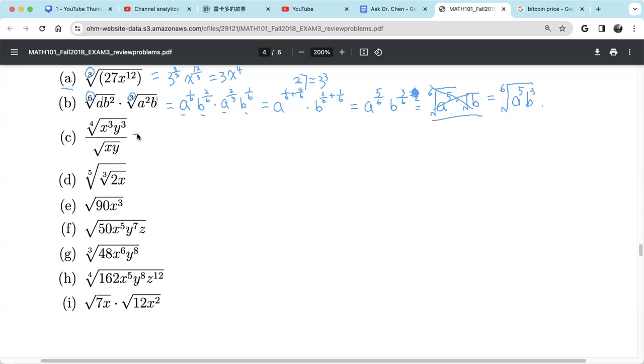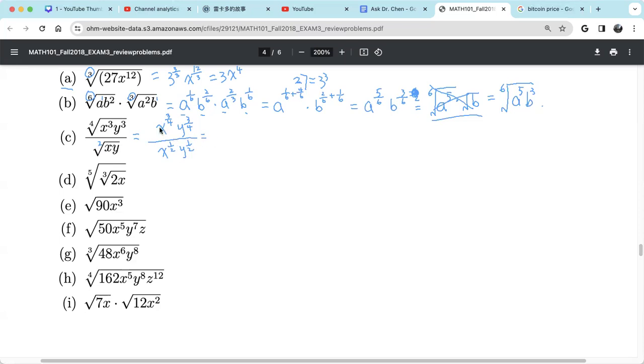Okay, let's say C. C, we have numerator, we have denominator, right? The denominator will have square root, so by default, the index is 2. The numerator will have index as a 4. So let's write as a rational exponent first. So x raised by 3 over 4, y raised by 3 over 4, right? Divided by x raised by half, y raised by half.